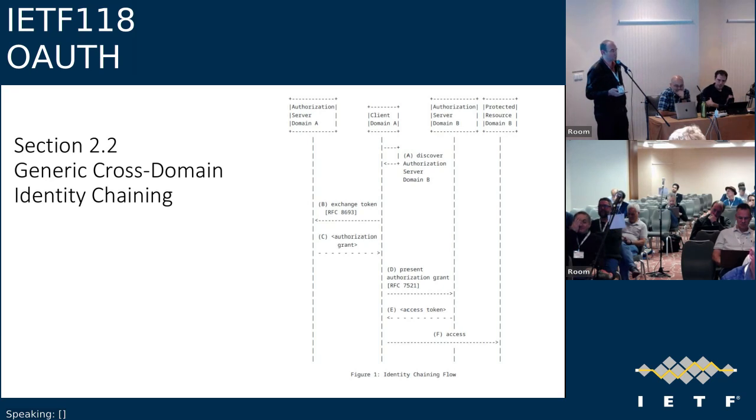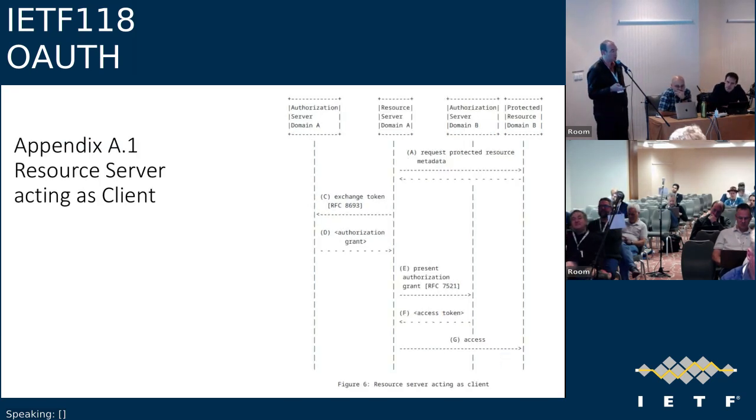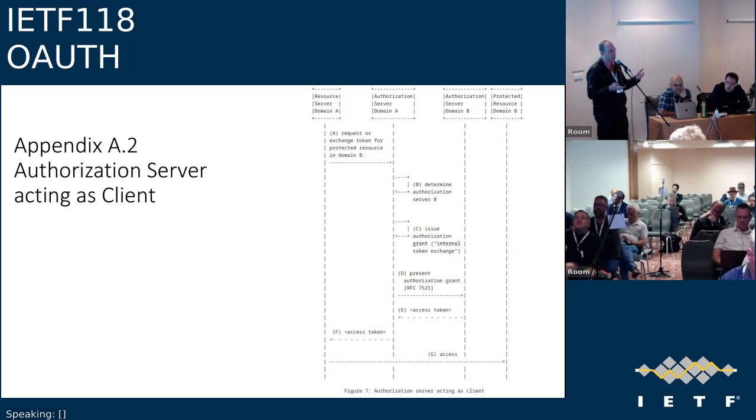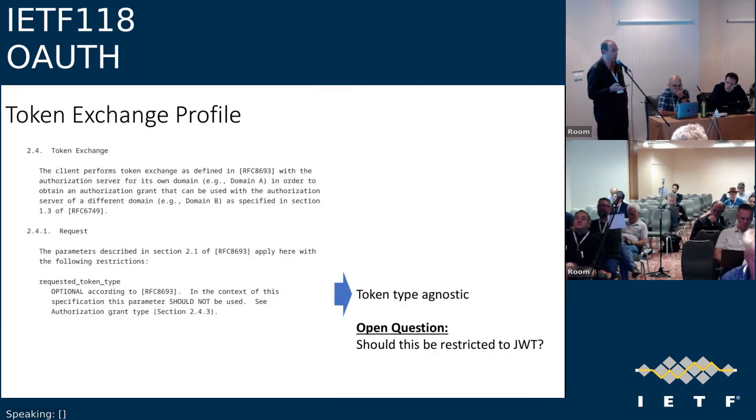We described the generic cross-domain identity chaining and how that should be used. And then in the appendices, we talk specifically about how this looks if the resource server is the client, as well as when the authorization server acts as the client for this identity chaining example.